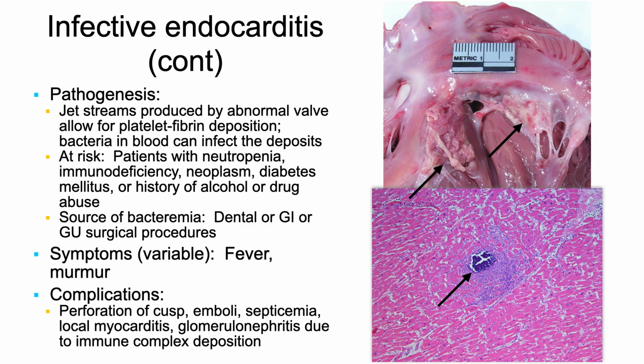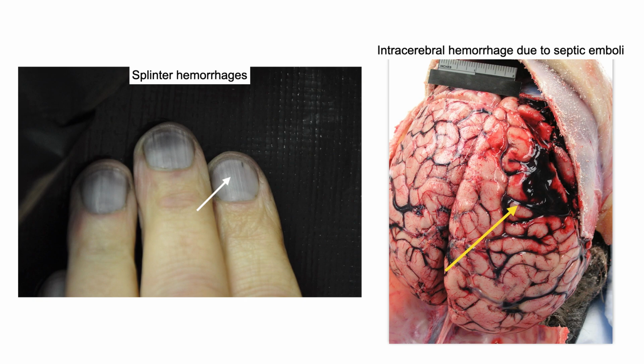I had a good image of a Janeway lesion, but I thought it might not be completely appropriate to show. But you see little hemorrhages on the hand and stuff like that. And then there can also be immune complex deposition, and they can get glomerulonephritis. And I've actually seen local myocarditis. I actually saw one that perforated through the heart underneath the valve and caused a hemopericardium.